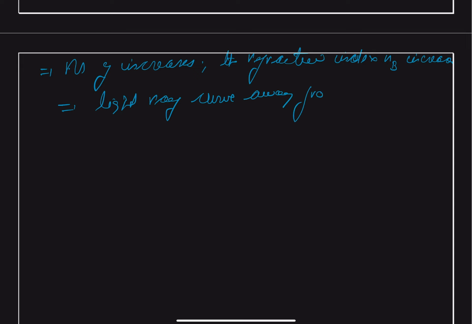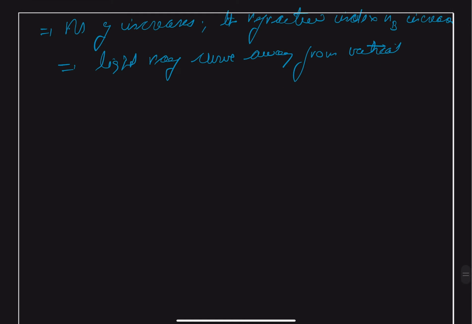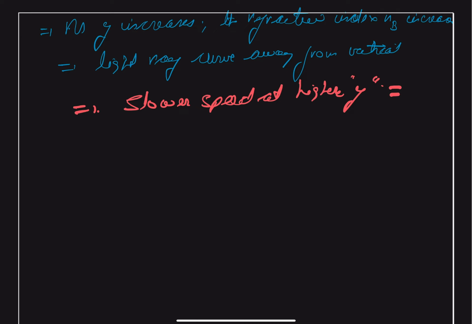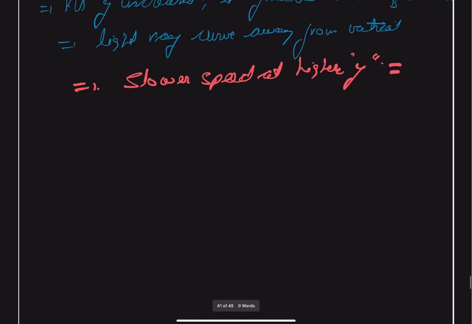Away from vertical. Okay. And we can also say slower speed at higher y. This will be helping us to draw the final shape of the ray.